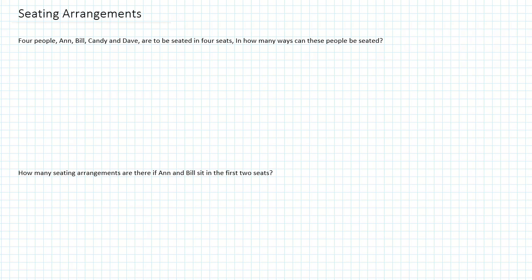So instead of doing that, I'm going to go ahead and think about this in terms of the first seat, the second seat, the third seat, and the fourth seat. If I can figure out how many branches there would be at each one of those, then I can just go ahead, multiply those out, and then that will give me the total number of ways these people can be seated.